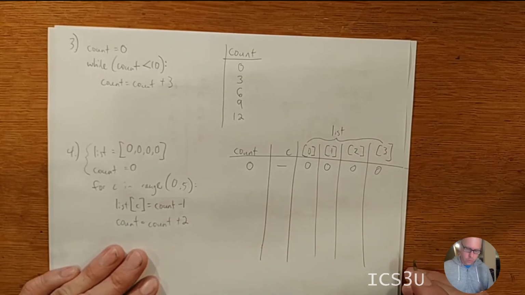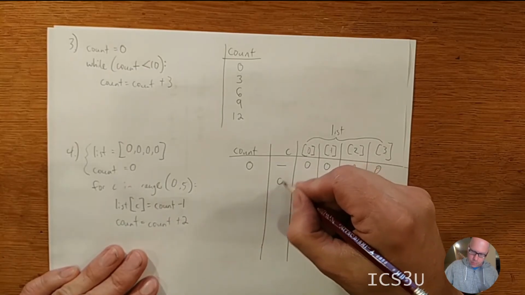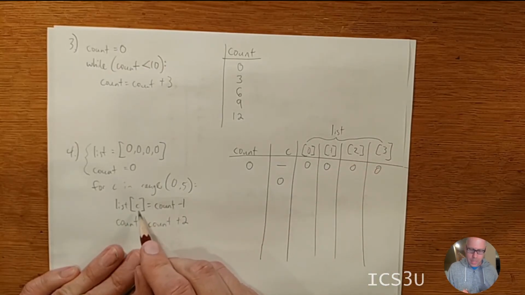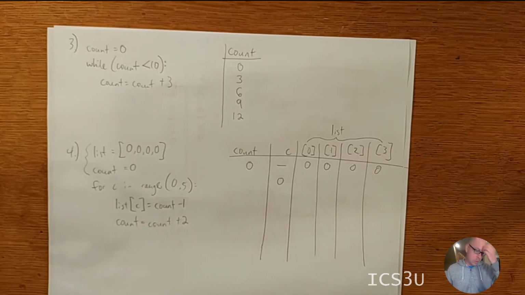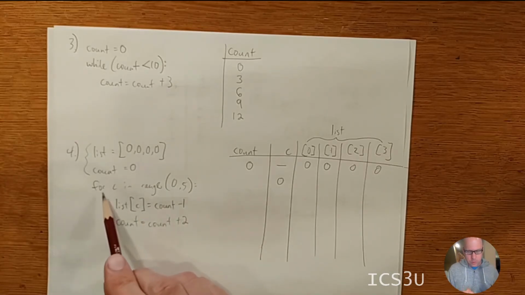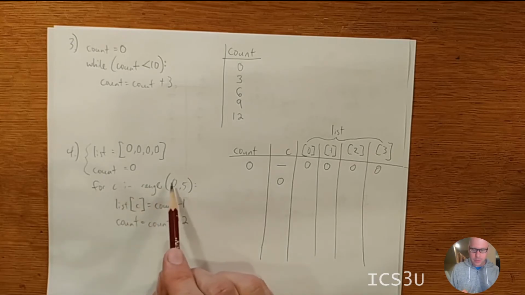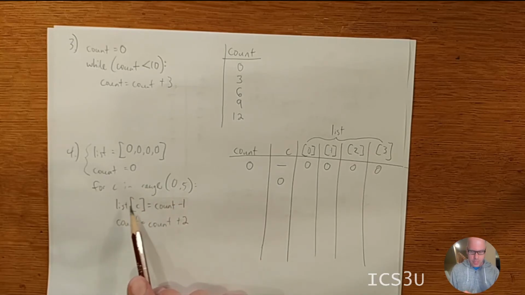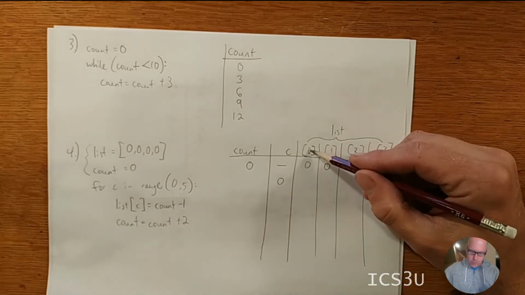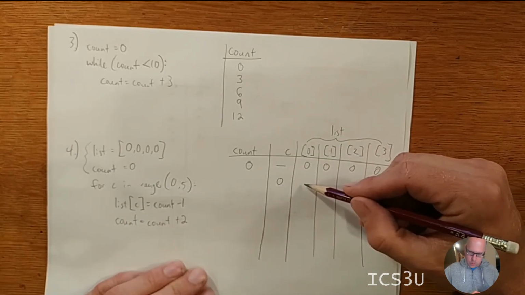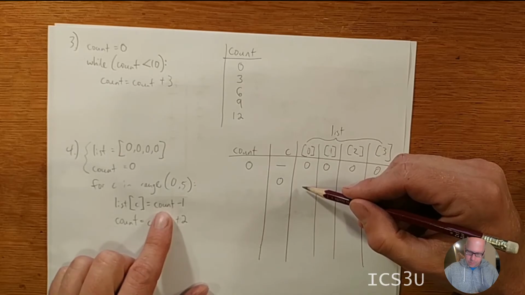Now we enter the for loop. C starts off at location 0. So when the for loop starts, C is set to 0. Wherever you see C inside of the for loop body, you'll substitute the current value of C. The current value of C is 0. So we're going to be looking at list at location 0, and list at location 0 is going to be set to count minus 1.